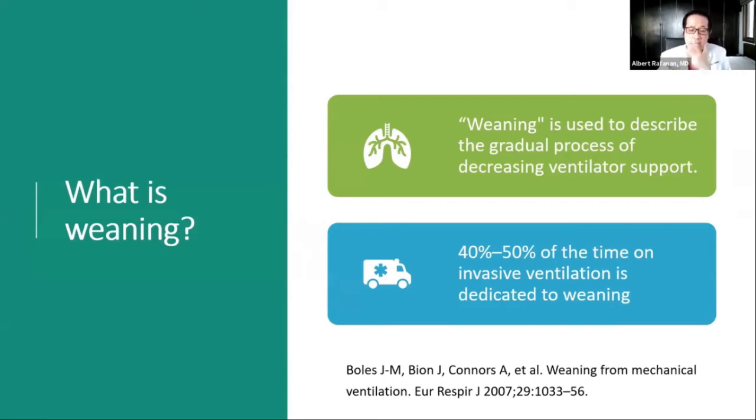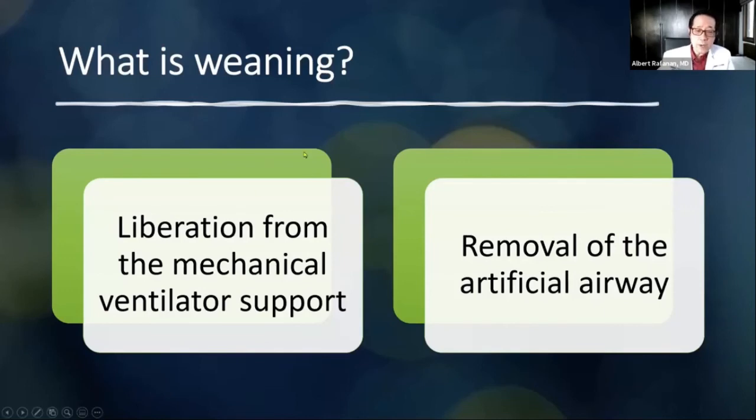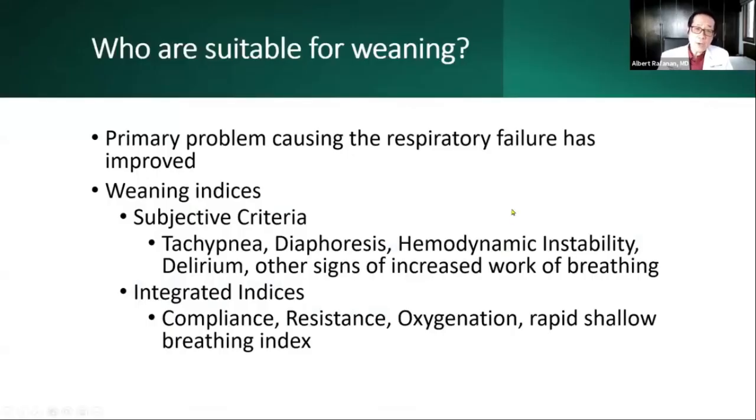When we say weaning, it is used to describe the gradual decrease of ventilator support. 40 to 50% of the time is actually dedicated to weaning in the ICU. When we say wean, it is to liberate the patient from the mechanical ventilation and remove the artificial airway. Sometimes you have to keep the airway because of secretions or the patient is still comatose. So you have to take a look at is the patient weaned from the ventilator and can we remove the artificial airway. When do we wean?